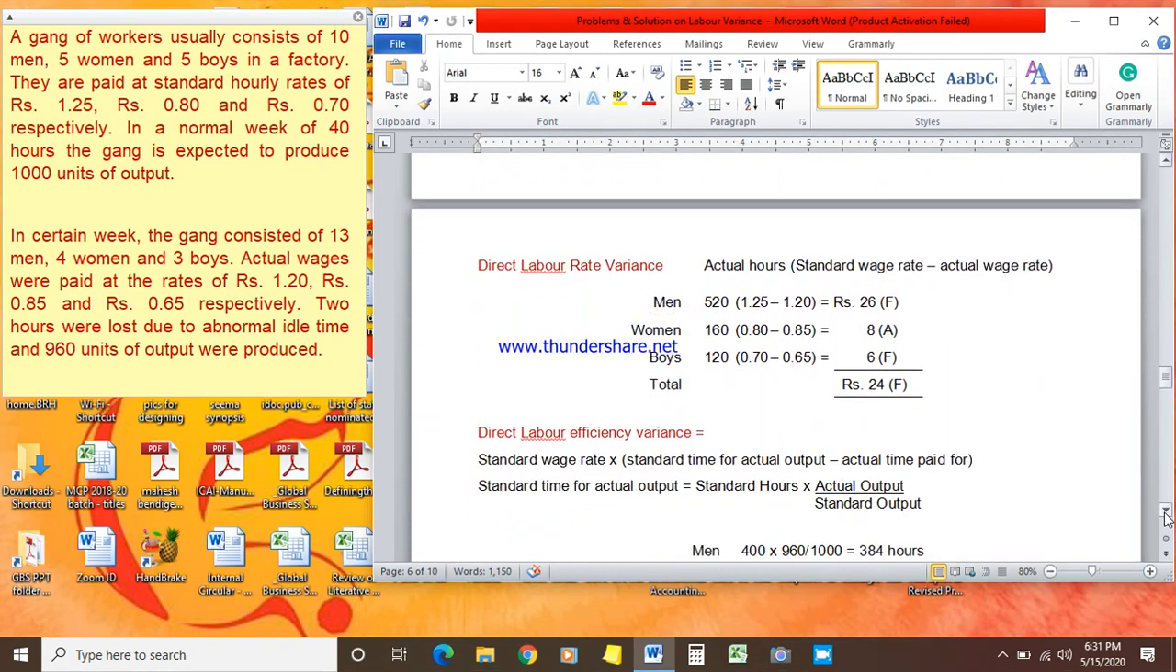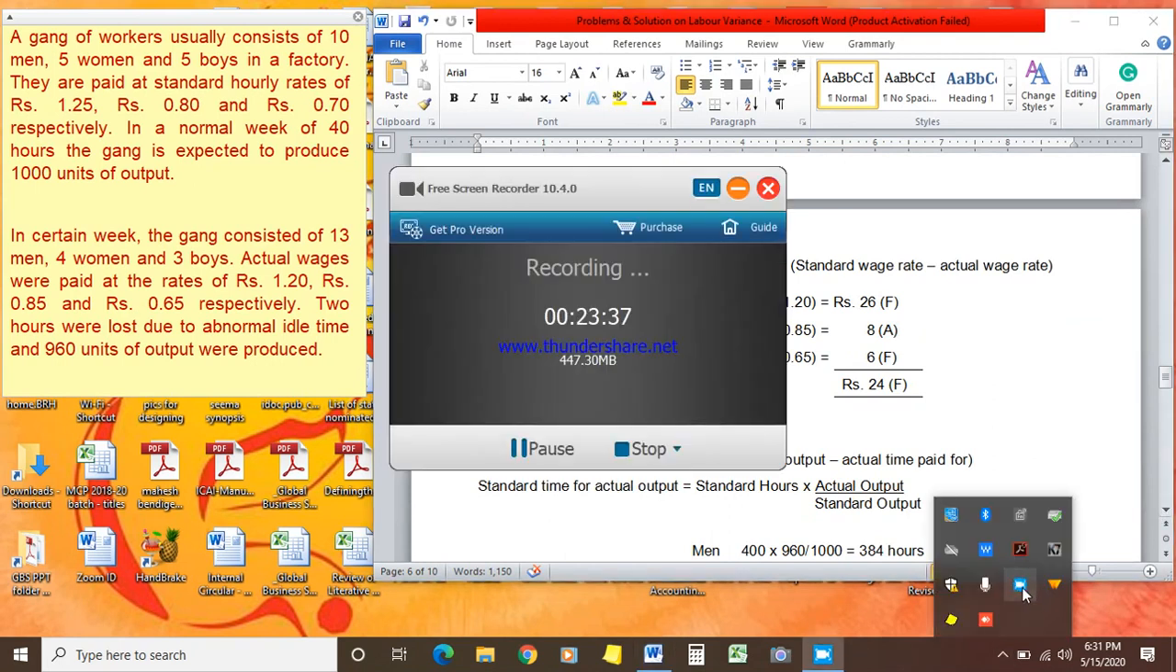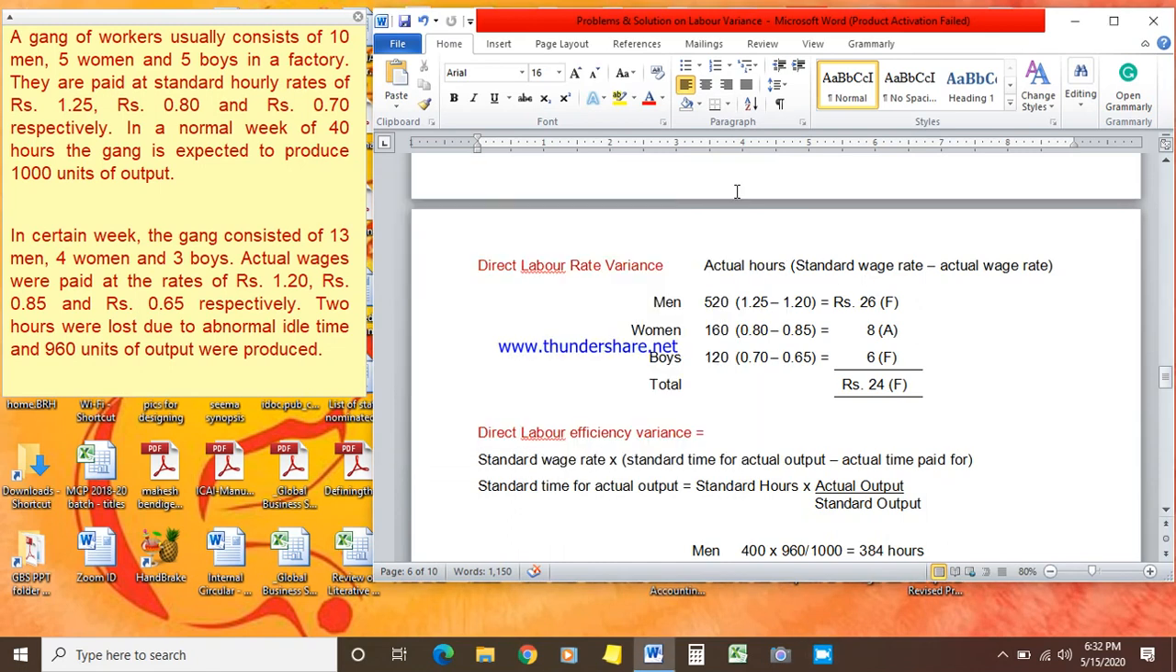Now let's move on to labor rate. The next is about direct labor rate variance. Under the direct labor rate variance, the comparison is between the standard wage rate minus the actual wage rate, that is multiplied with the actual hours. In case of the men, the standard wage rate given is 1 rupee 25 paisa, whereas the actual wages paid for the men is given as 1 rupee 20 paisa. So that is multiplied with the actual hours.